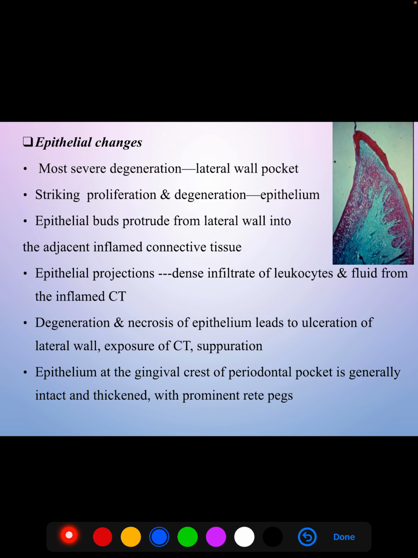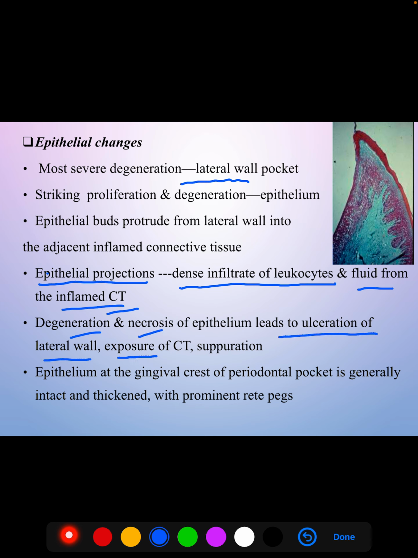Then, the epithelium undergoes severe degeneration in the lateral pocket wall. There will be epithelial projections, that is, dense infiltrate of leukocytes and also fluid from the inflamed connective tissue. The epithelium undergoes degeneration and necrosis, leading to ulceration of the lateral wall, exposure of the connective tissue and suppuration.